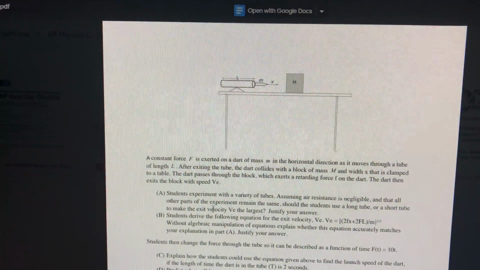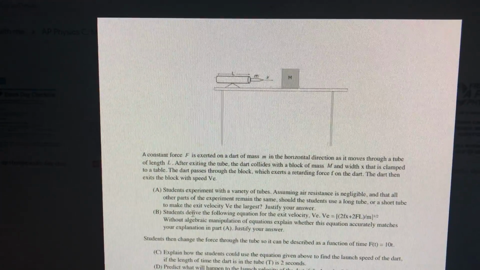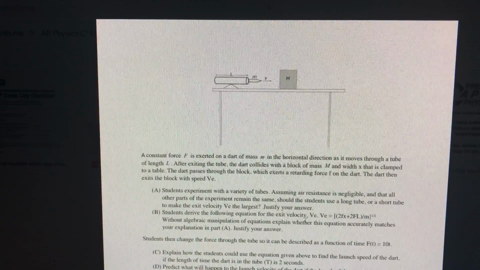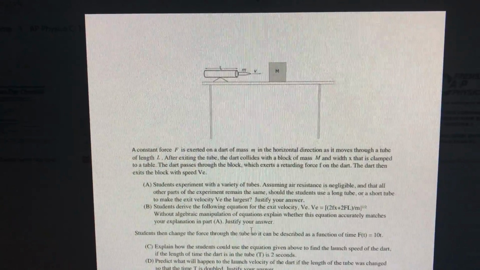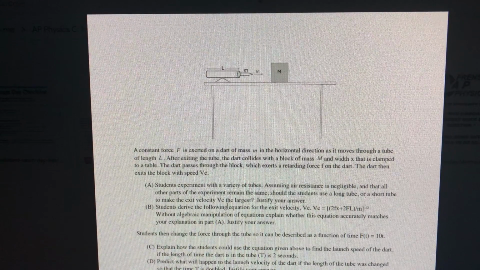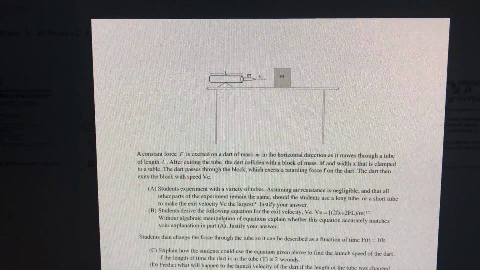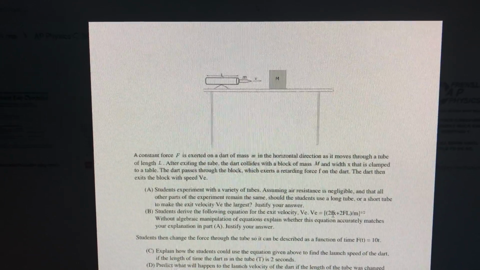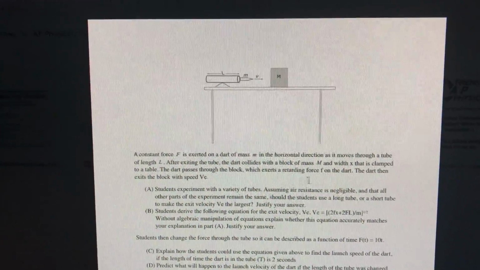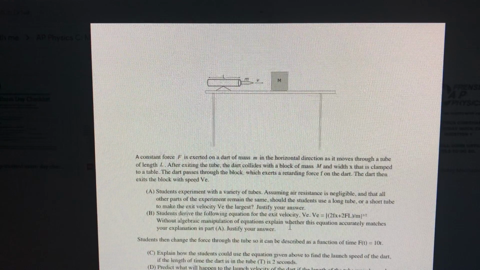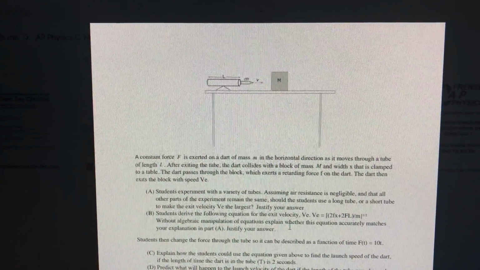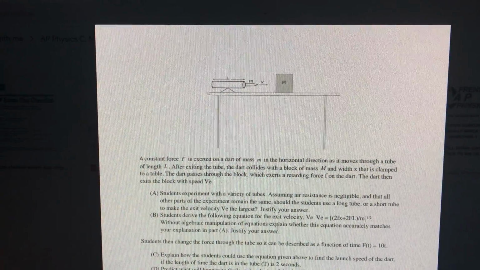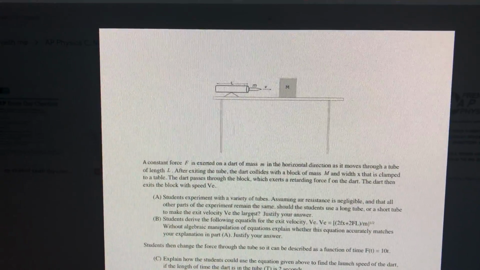Okay, part B. Hint for this one: derive the following equation without algebraic manipulation. Explain whether it matches your explanation. The key here is, I would say, pay attention to the direction of the forces. The variables here do match up exactly with the things in the problem statement, so make sure you think about what direction each force is going and whether this matches up with your answer based on that.